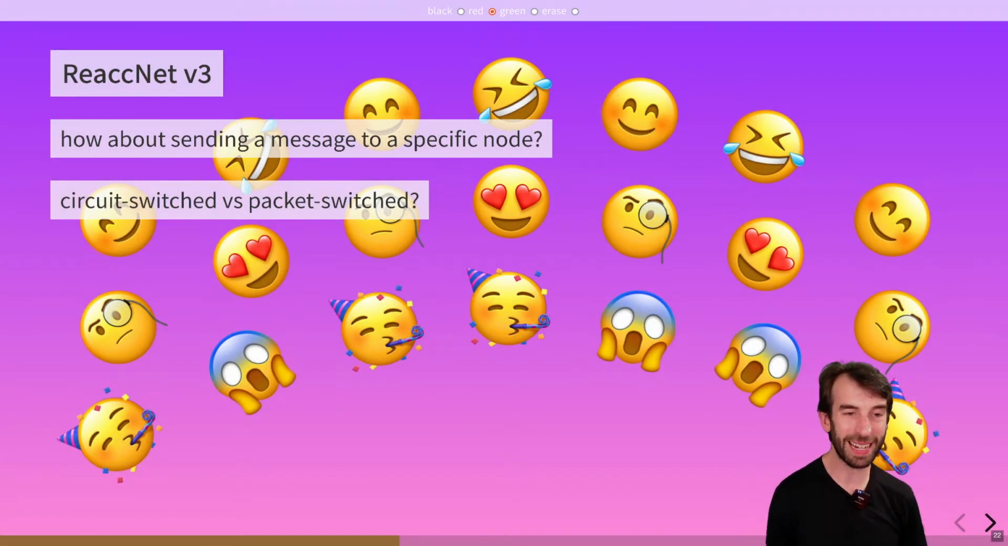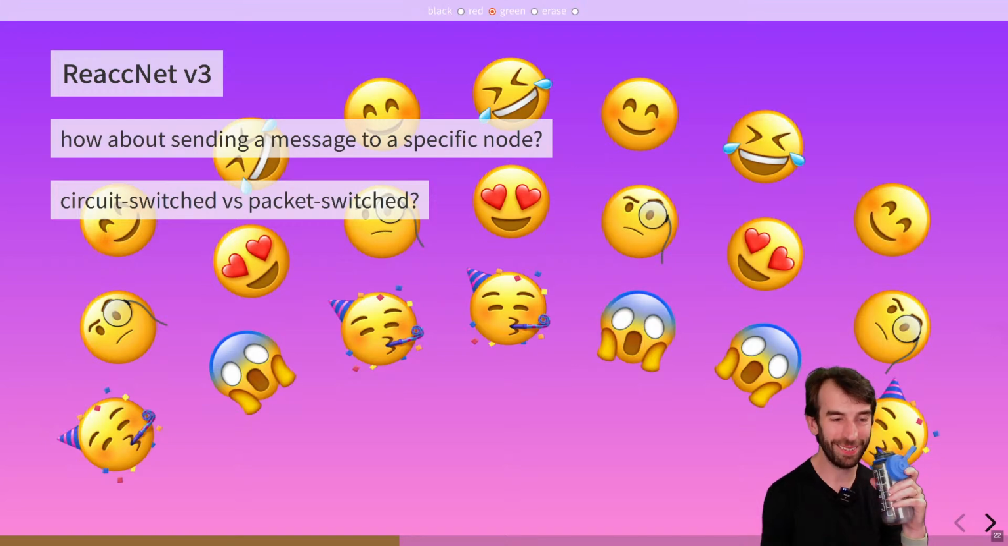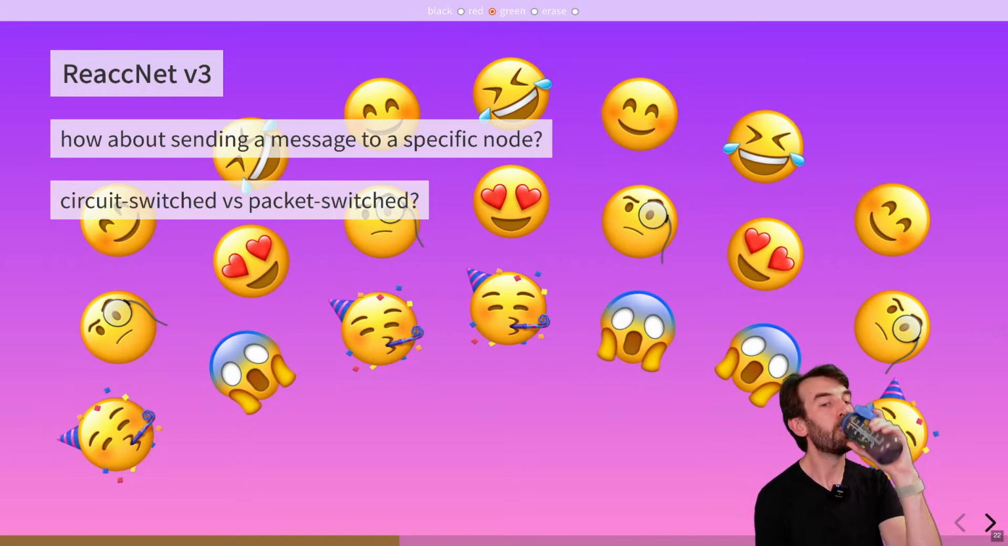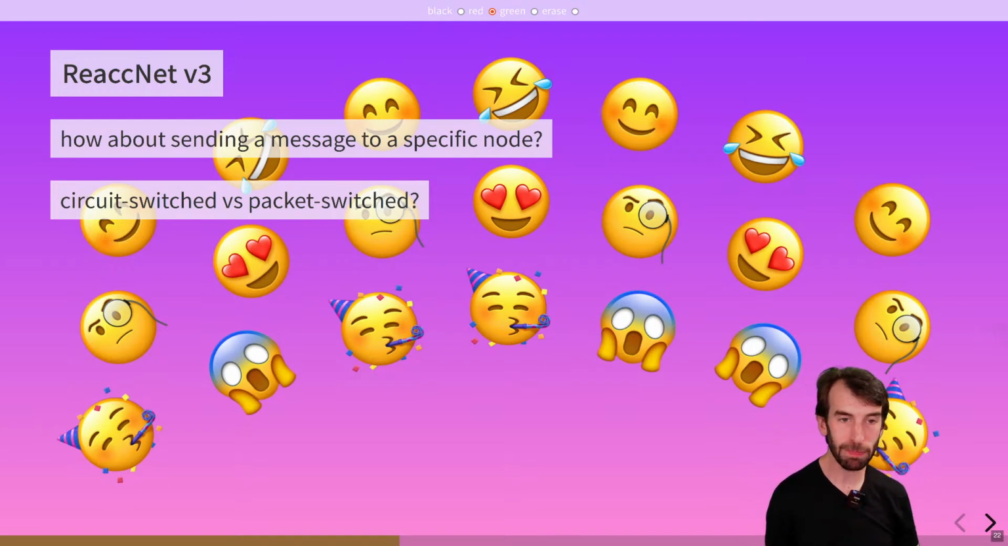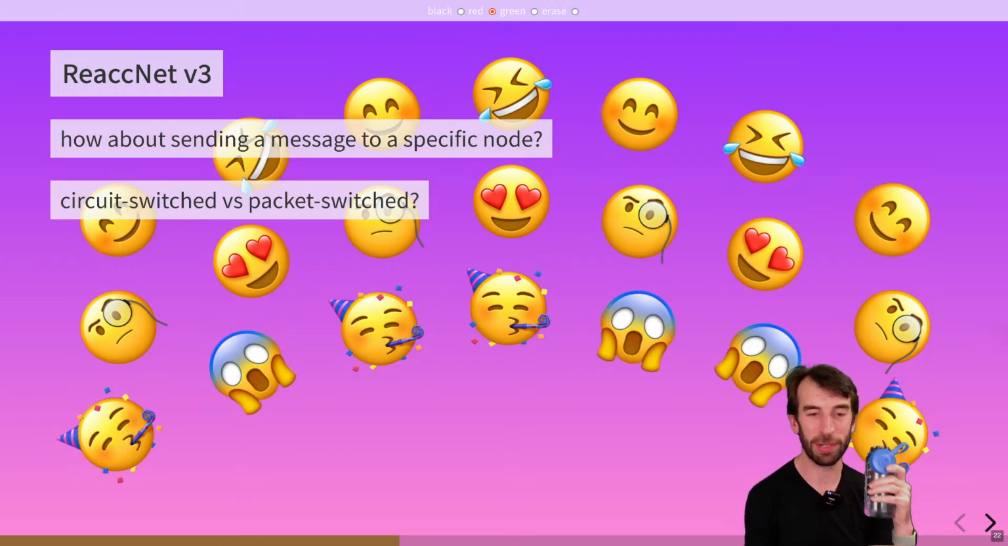All right, ReactNet version 3. I thought that was what we did here. We previously did that. I've forgotten what I was supposed to do with ReactNet version 3. Circuit switched versus packet switched. When I made these slides, I had a whole thing we were going to do, but I've forgotten what it was, so.